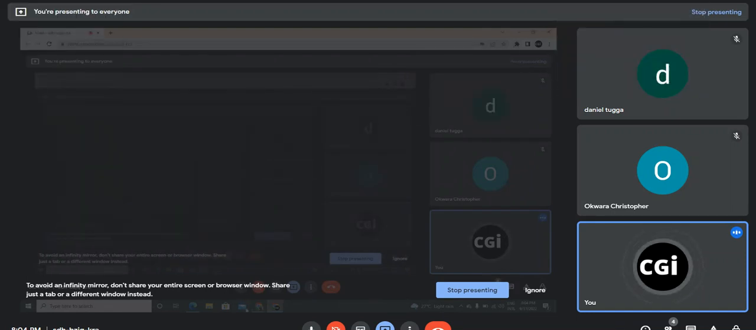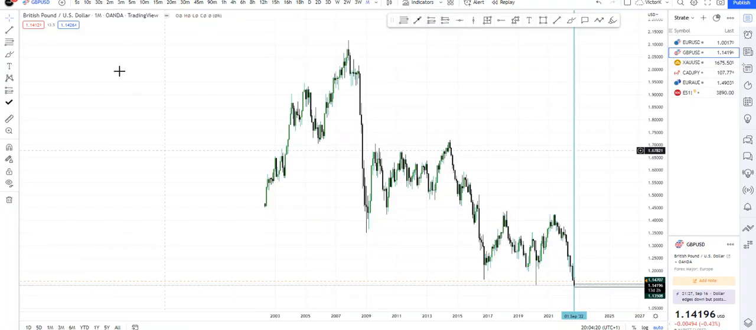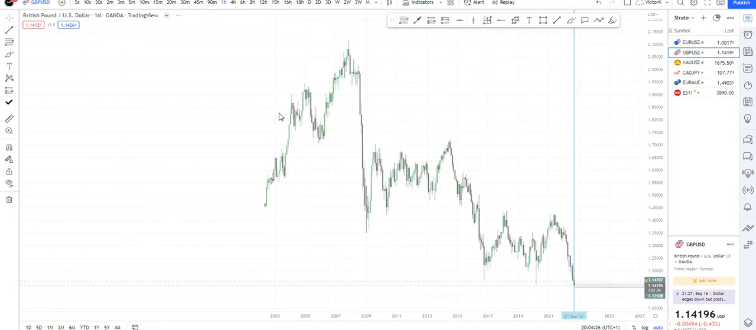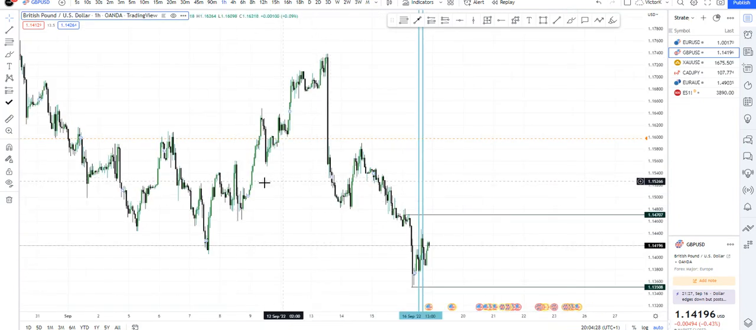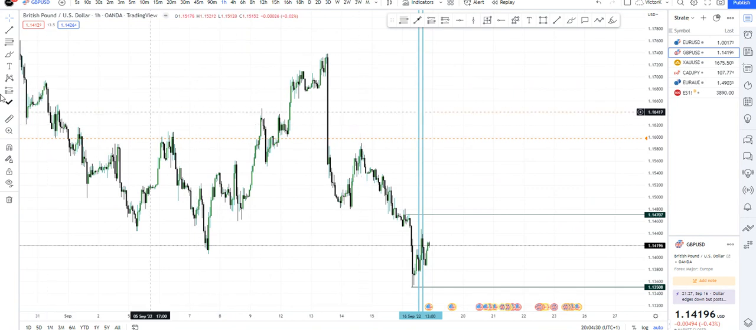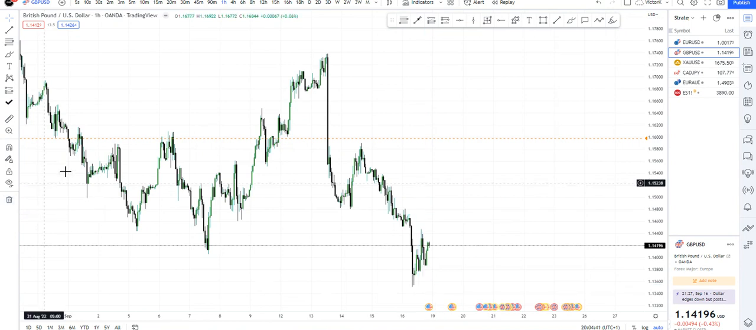Yes. So there's something I was telling you guys earlier this week about imbalances. Basically, when GBP USD was hanging somewhere around there, let me delete everything.